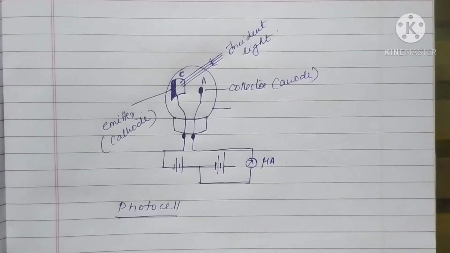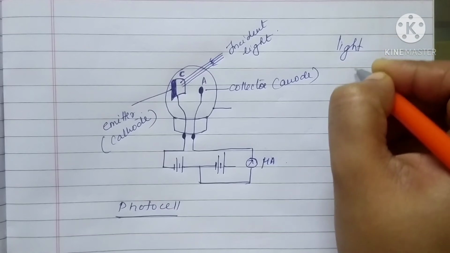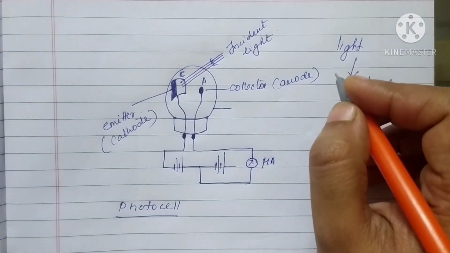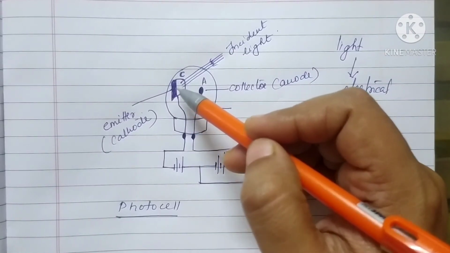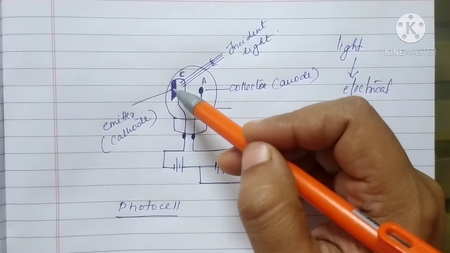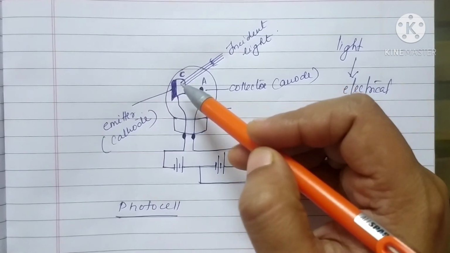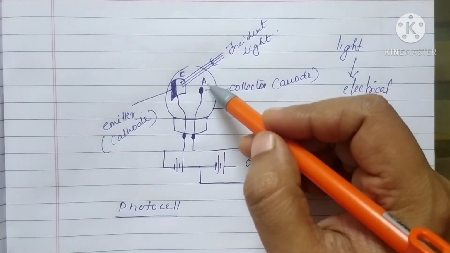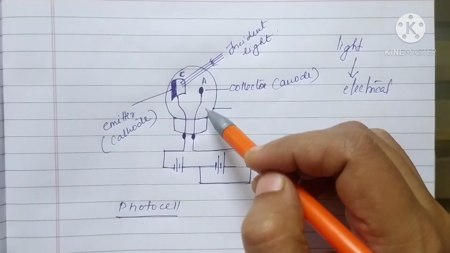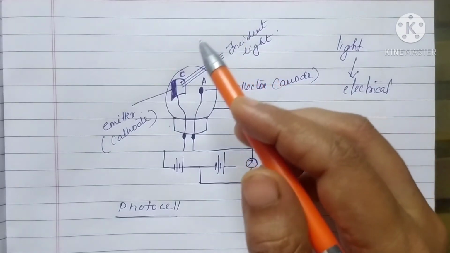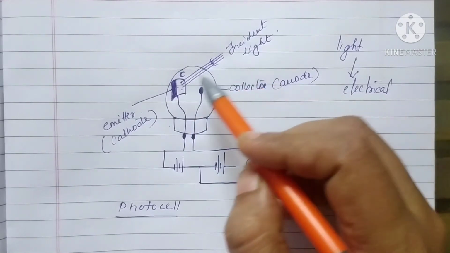So next we are going to discuss a device which we call a photocell. Photo means light. This device converts light energy into electrical energy. A photocell consists of a semi-cylindrical photosensitive metal plate C, which we call the emitter or cathode, and a wire loop A, which we call the collector, supported in an evacuated glass or quartz bulb. When light of suitable wavelength falls on the emitter C, photoelectrons are emitted.